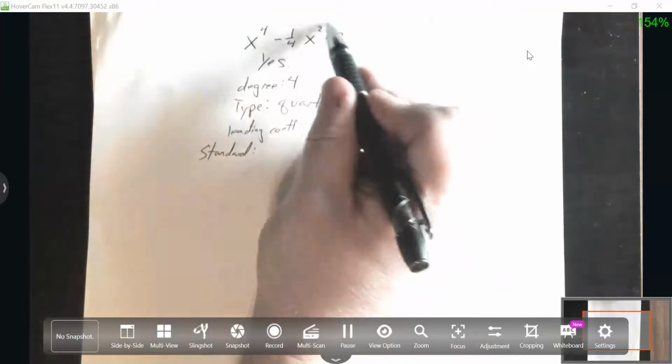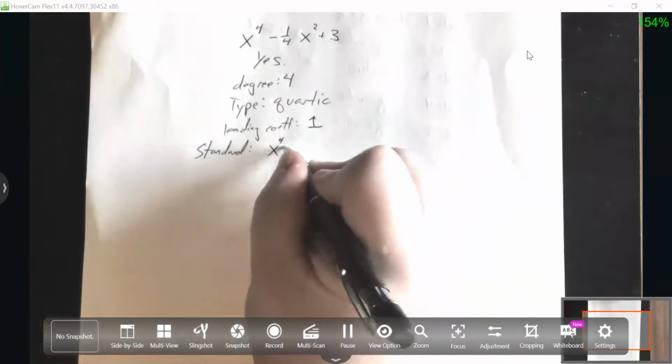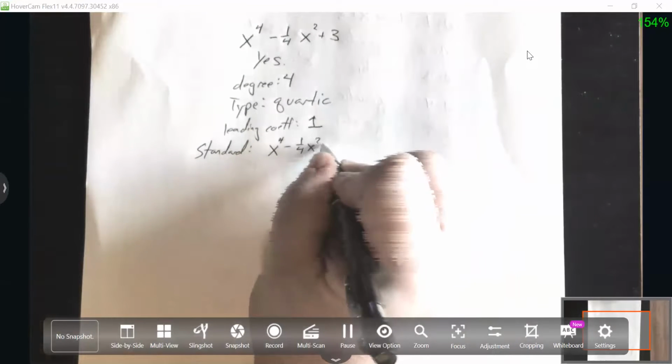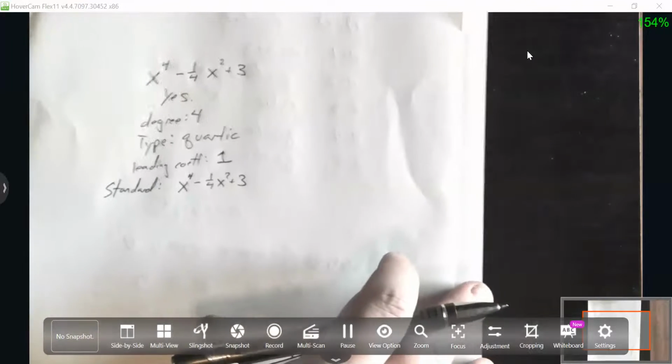We're going from the 4 to a 2 to a 0. So yes, this is in standard form. I could just rewrite it to make it really clear. And that's the kind of information I might ask about for these.